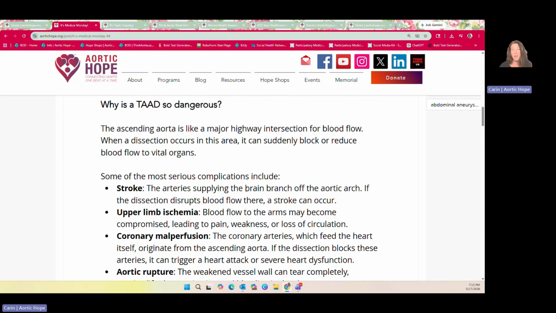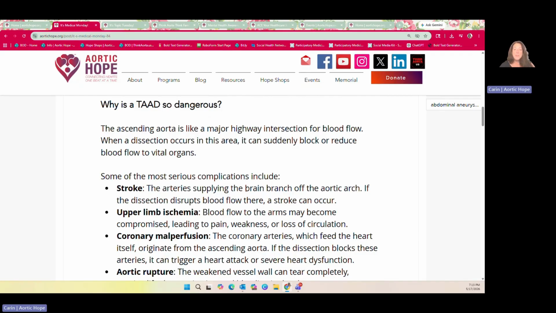So here are some of the more serious complications that can occur. You can have a stroke, because the arteries that supply the brain branch off of the aortic arch. And if a dissection disrupts the blood flow there, then a stroke can occur. In the upper limbs, you can have upper limb ischemia, which is a decrease in blood flow. That's because blood flow to the arms can be compromised, which might lead to pain, weakness, and an overall loss of circulation.